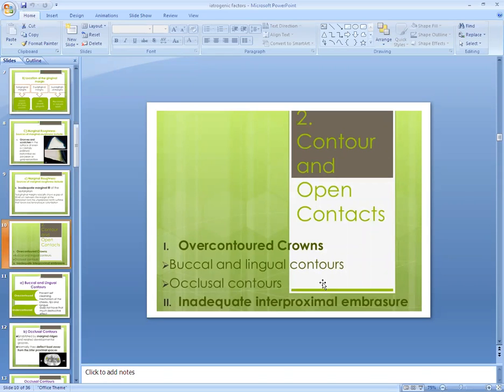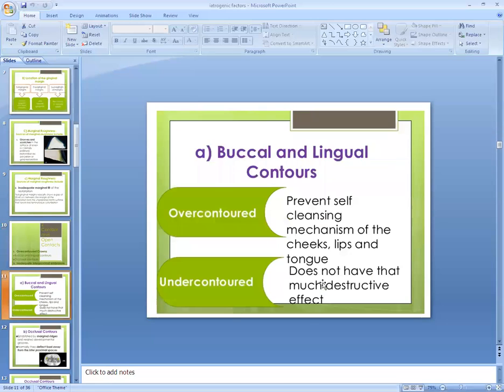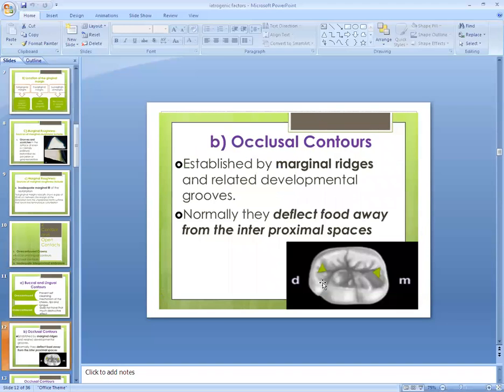Next factor is the contour and open contacts. Normally there are overcontoured crowns and inadequate contours. In overcontoured crowns, the buccal, lingual and occlusal contours are affected. The second one is inadequate interproximal embrasures. What happens when the buccal and lingual contours are overcontoured? It prevents the self-cleansing mechanism from the cheeks, lips, and tongue. And an undercontoured crown does not have as much destructive effect compared to an overcontoured restoration.